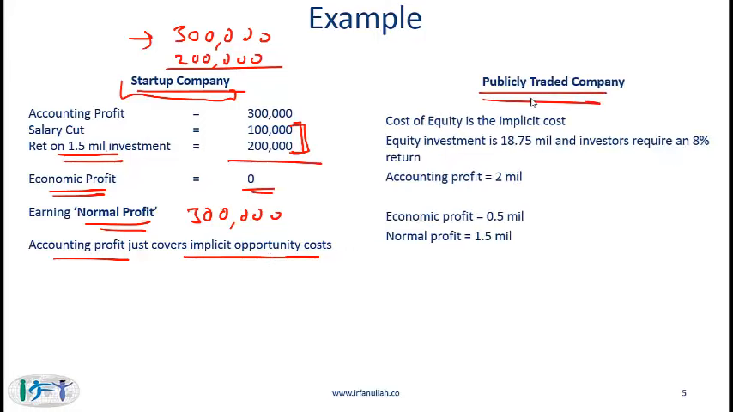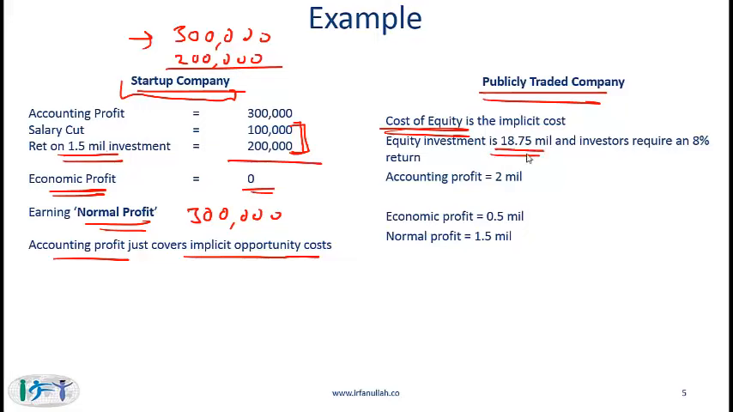Another example, and this is an example of a publicly traded company. With publicly traded companies, the cost of equity is generally considered the implicit cost. Here we assume that the executives and the team that works at this company is paid based on market rates, and whatever facilities are being used are being paid for at the fair rate. So the implicit cost, or the opportunity cost, is the return that could be received on the equity that has been invested in this company.